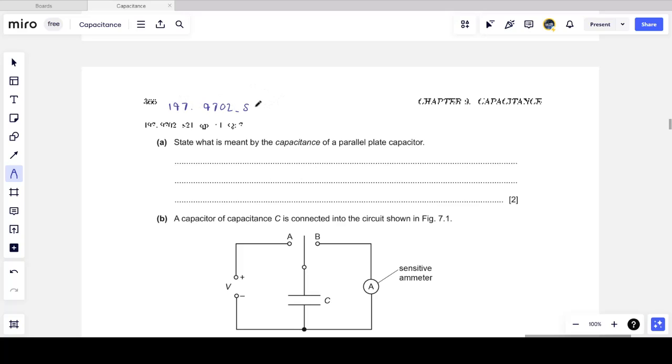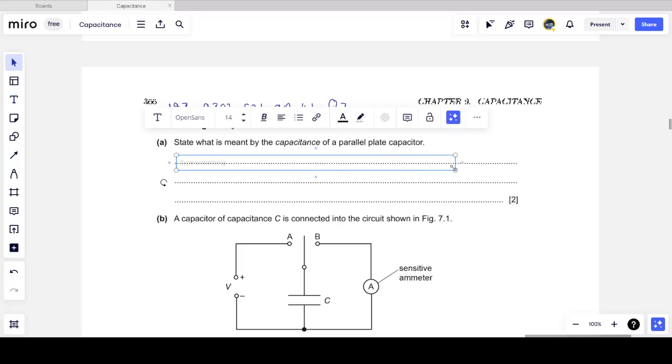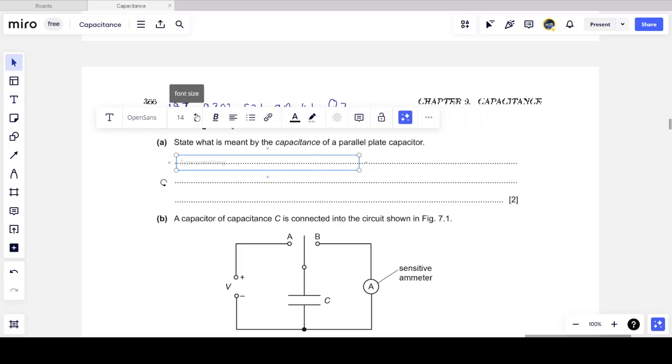And this is from the summer exam of 2021, summer being May, June 2021. This is question paper 4, variant 1, and question 7 from that paper. And the first thing we are asked is to state what is meant by the capacitance of a parallel plate capacitor. So not just a capacitor, but specifically a parallel plate capacitor.